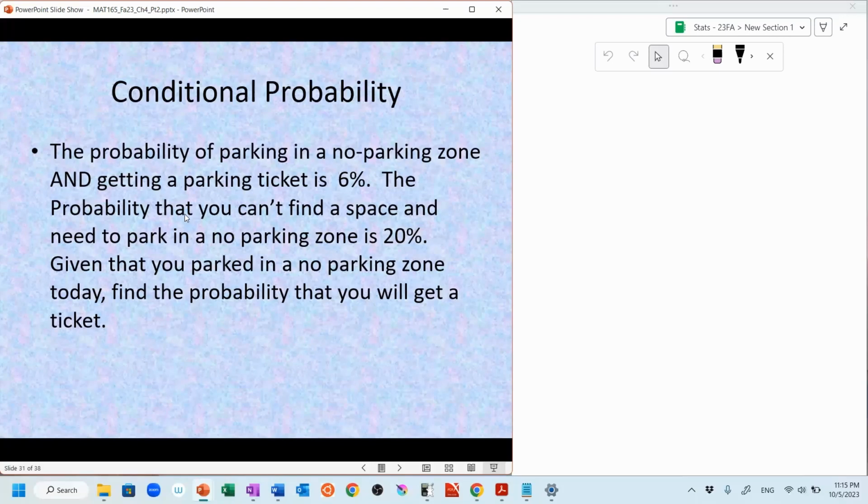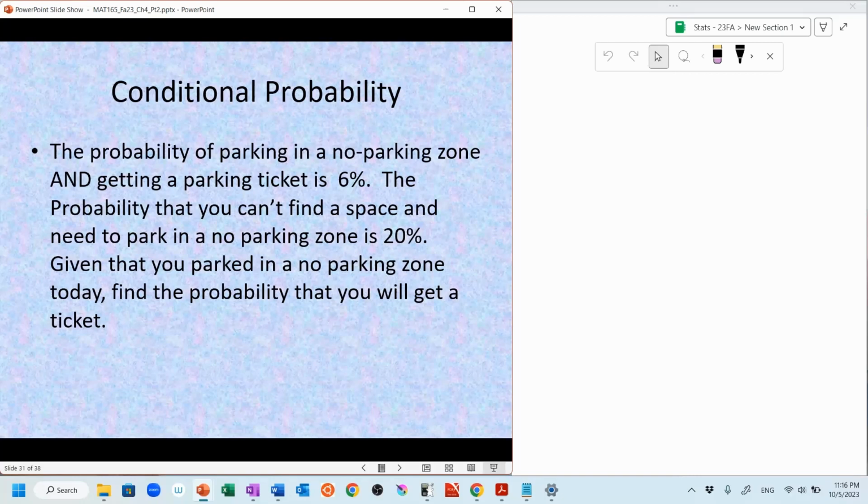We also are told that the probability that you can't find a parking space and need to park in a no parking zone, so the probability that you risk getting a ticket, is 20%. So 1 day out of 5, you know that historically you get to campus and there is nowhere to park and you're in a hurry and need to get to class, so you park somewhere illegally and hope that you don't get a ticket. That happens 20% of the time.